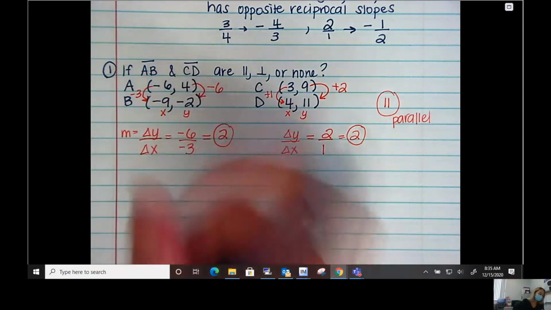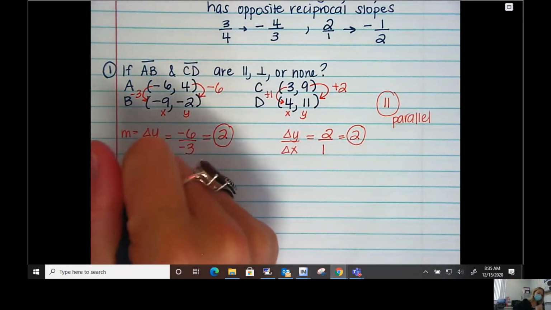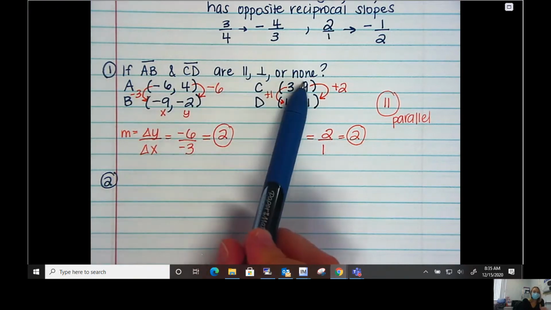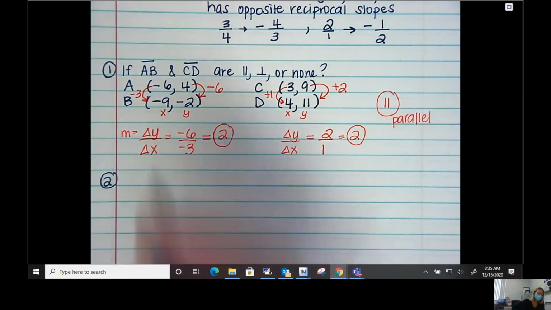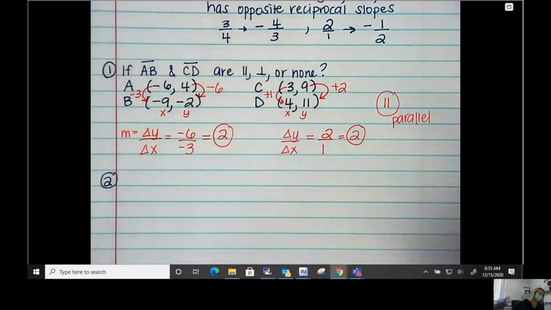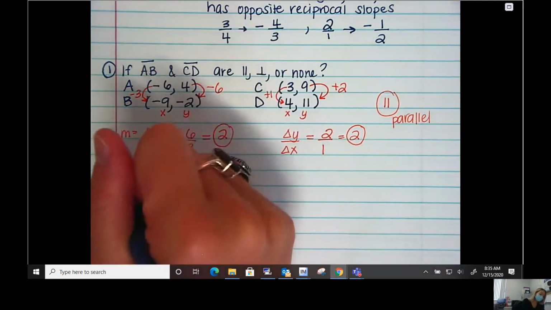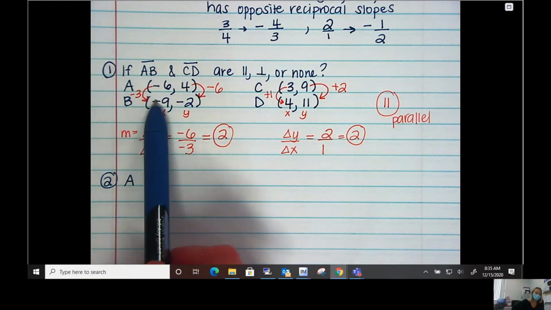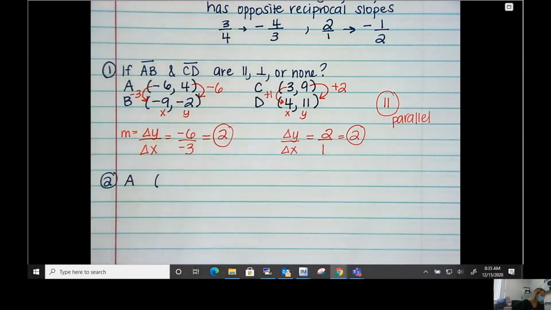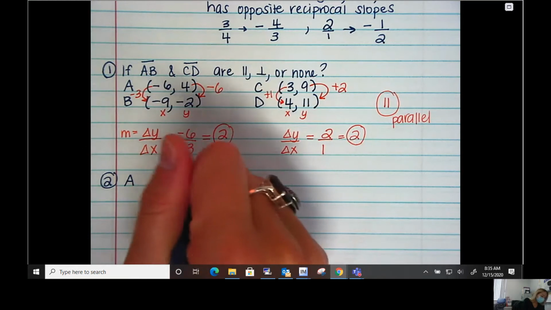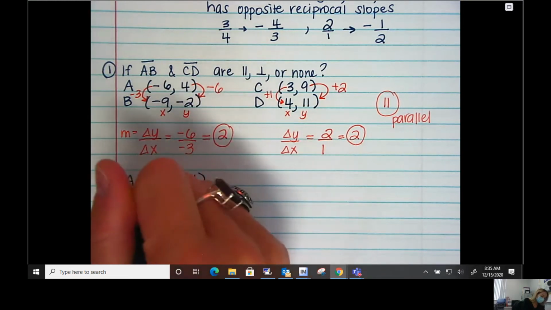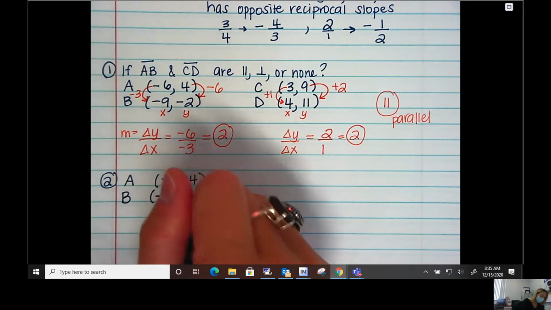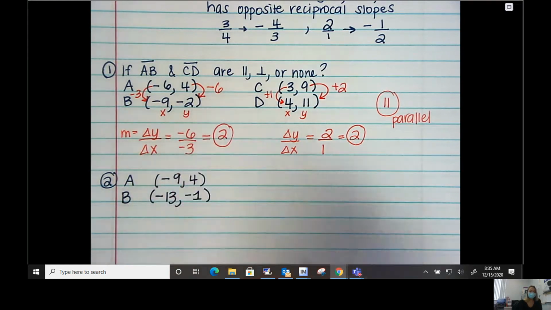All right, you try one on your own now. Ready? Number 2. Again, I want to know if AB and CD are parallel, perpendicular, or none. It's the exact same question. I'm not going to write it again, but it's the same question. This one I'm just going to give you new coordinates. So point A, and you can give yourself a little bit of space so that you can put the change, right? Point A is -9, 4. Point B is -13, -1.